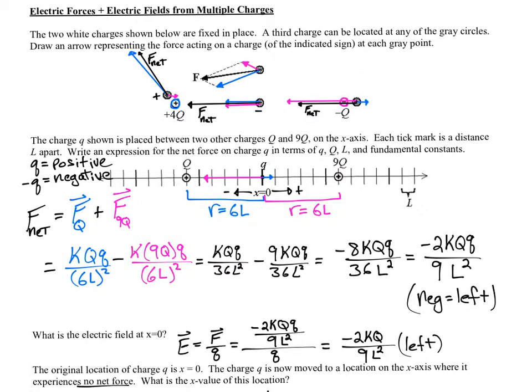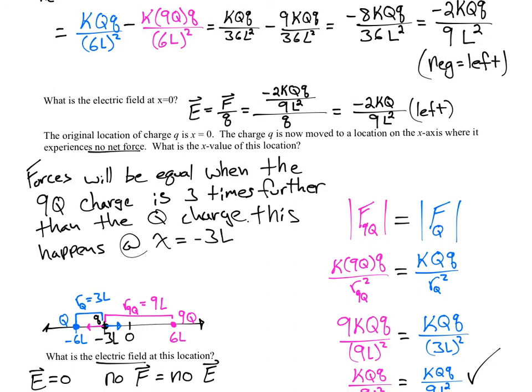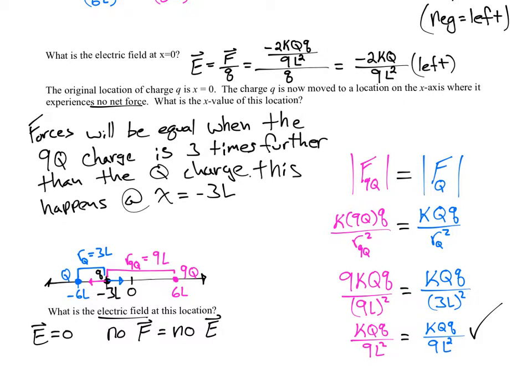The net force and the electric field will always point in the same direction. Well, I guess I shouldn't say that. They will either point in the same direction or they'll point in opposite directions. It depends on if the charge that you're dividing by here is positive or negative. Our next question was, where do we move charge little q to on the x-axis so that it experiences no net force?